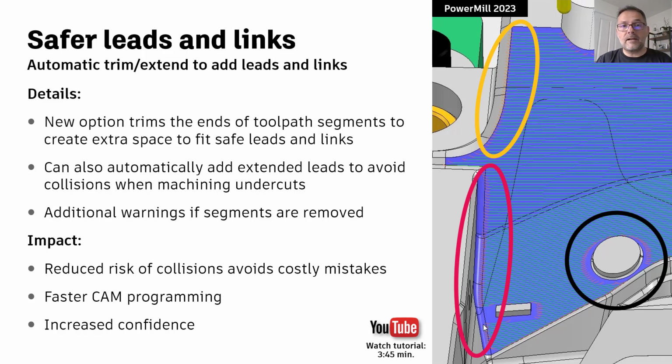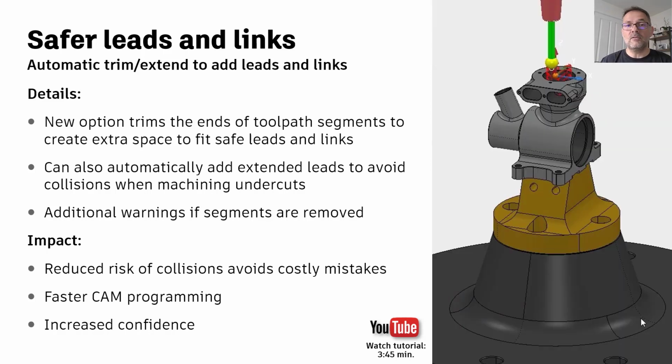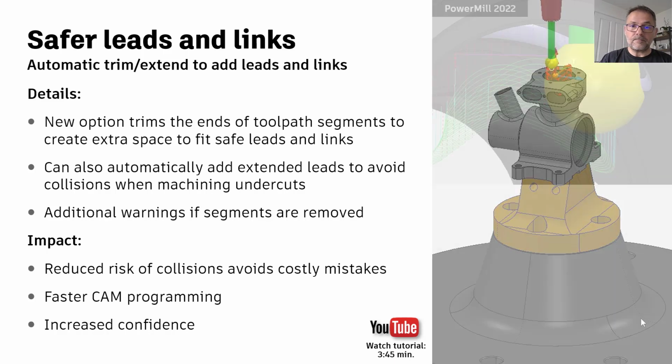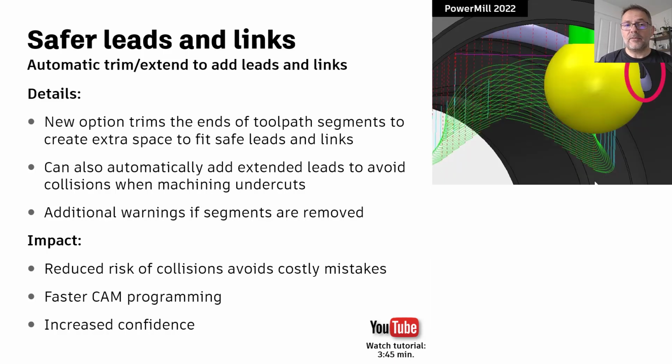Now, the second area where we've improved leads and links relates to the machining of components where you are dealing with undercuts or overhanging geometry. Take, for example, this manifold component that you can see on screen. We want to use the lollipop cutter that you can see on screen to machine a fillet on the inside of this component. In fact, you can see the toolpath that would be calculated on screen now.